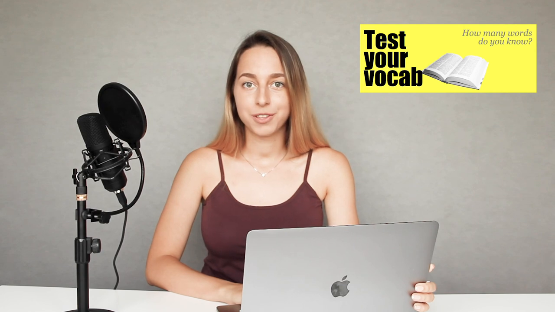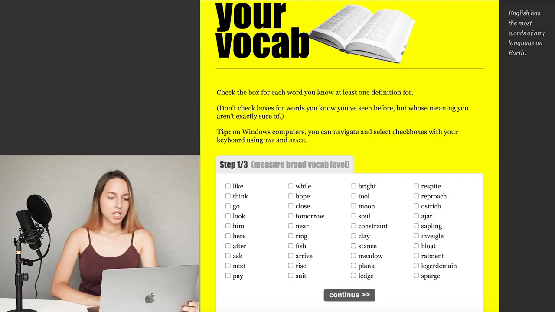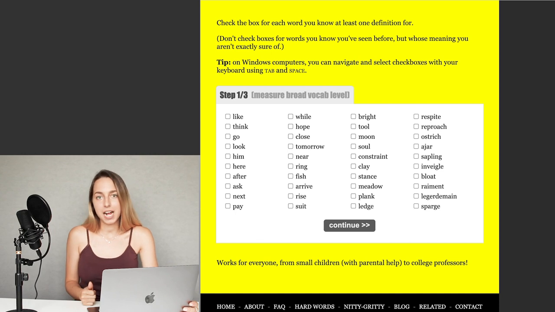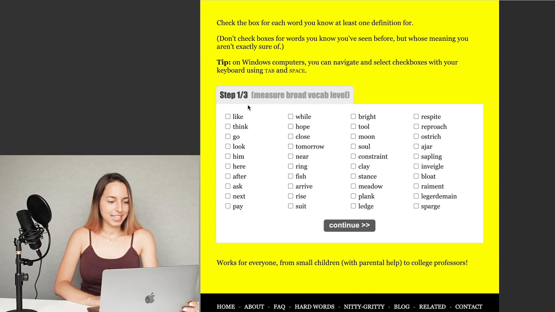But now let me start, and here I have my laptop where I'm going to actually take this test. I'm doing this for the first time and I am honestly nervous. Right, so I hope this will be easy. Let's see. So check the box for each word you know at least one definition for. Okay, clear. By the way, you can also take this test. I will leave the link in the description box down below. It's completely free and it helps you understand where you're at in terms of the number of words you know in English. Right, don't check boxes for words you've seen before but whose meaning you aren't exactly sure of. Okay, so let's do it.